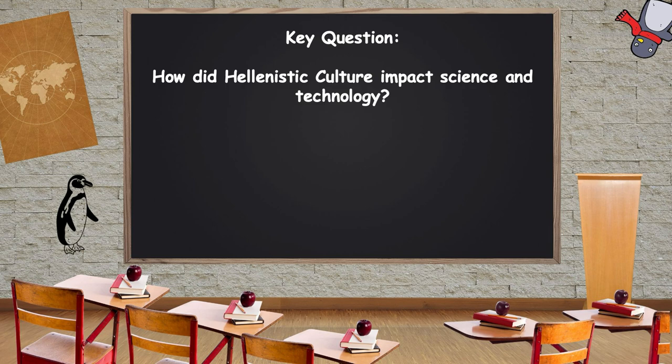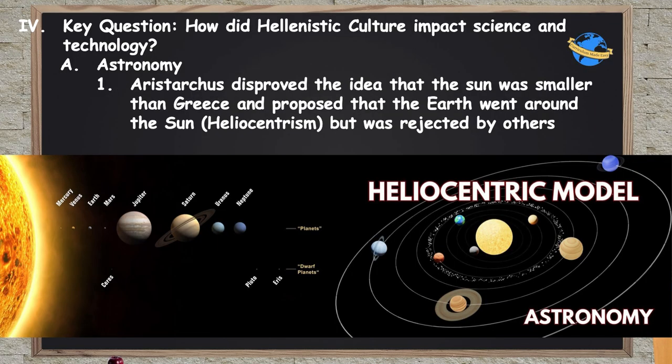Speaking of which, how did Hellenistic culture impact science and technology of the ancient world? Let's take a look. Now, in the very early days of the Hellenistic period, this is soon after Alexander's death, there was an astronomer named Aristarchus who disproved the commonly believed idea that the sun was actually smaller than Greece.